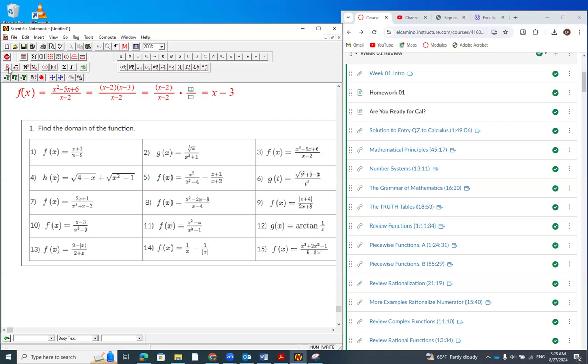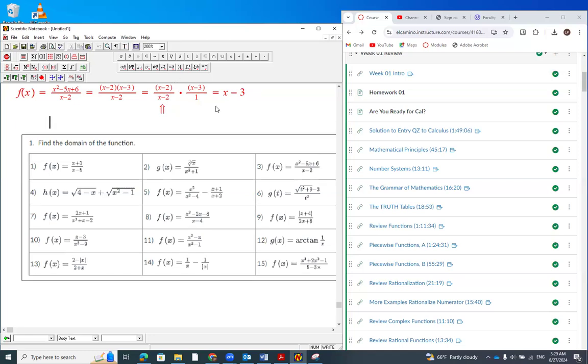However way you prefer to put it, you don't have to write this step. I'm just making a point. You say, hey, this is 1. Well, this is only 1 if x minus 2 is not 0. So you can only cancel. I'm going to put a little arrow here. This step to make it 1 can only be done if x minus 2 is not 0.